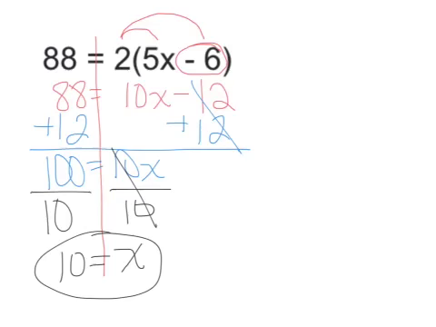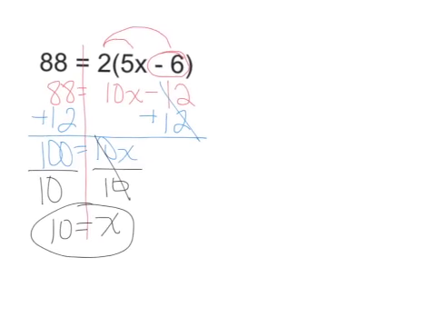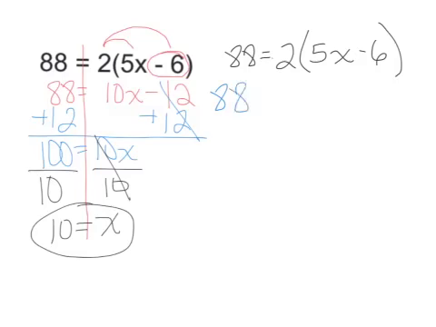But to make sure, we're going to check our work. I'm going to copy this over here. 88 equals 2 times 5x minus 6. And now I'm going to rewrite it so that 10 is plugged in. 88 equals 2, and then 5 times 10 minus 6.